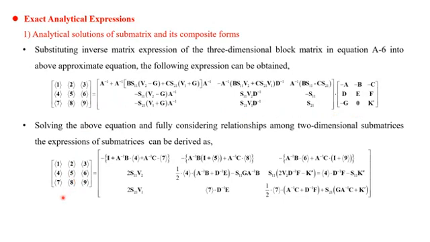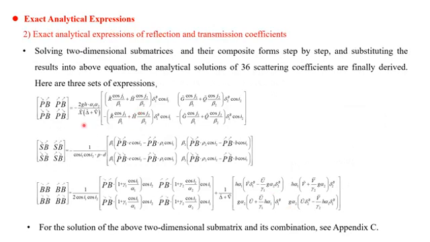2. Solving the above equation and fully considering the relationships among the 2-dimensional submatrices, the expressions of the submatrix can be derived as this equation. 3. Solving the 2-dimensional submatrices and their composite forms step by step and substituting the result into the above equation, the analytical solutions of 36 scattering coefficients are finally derived.